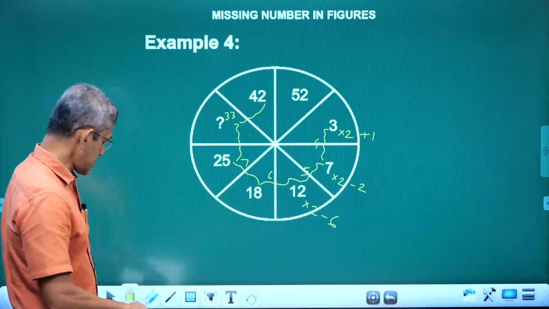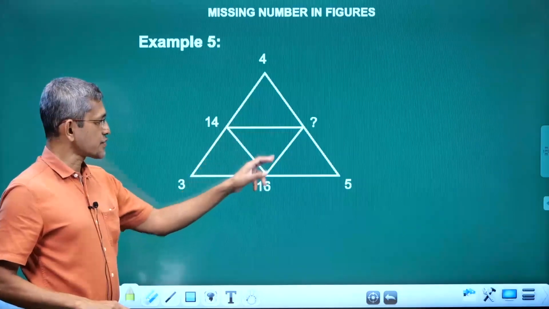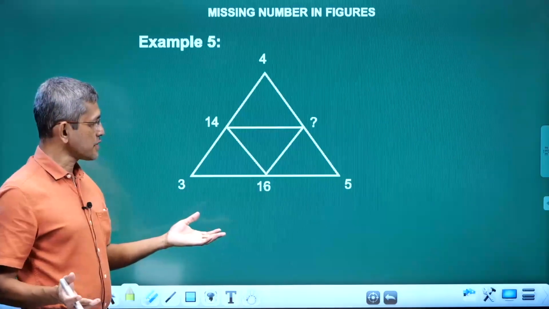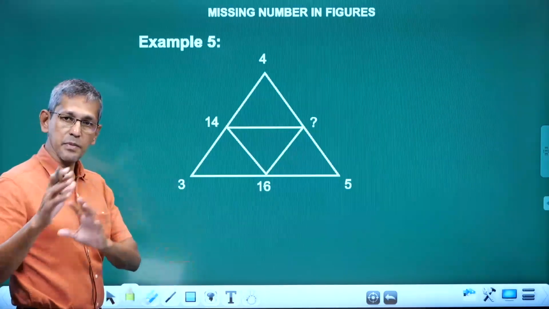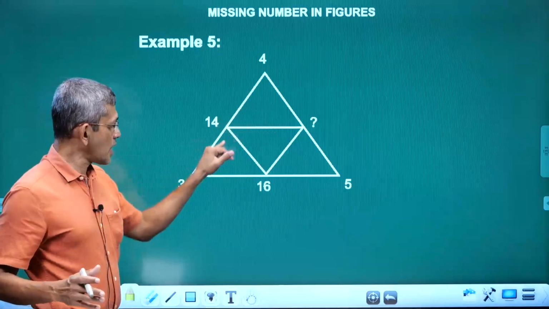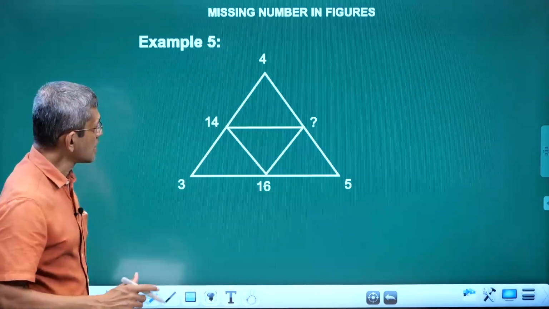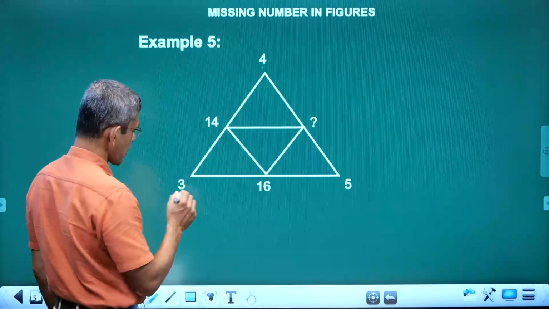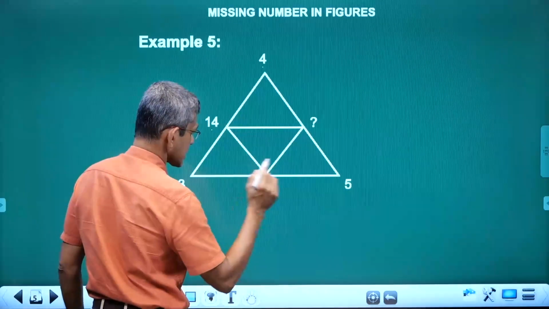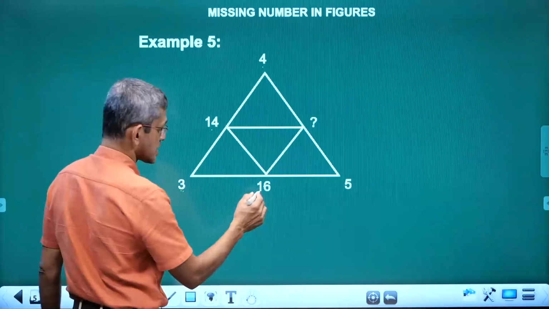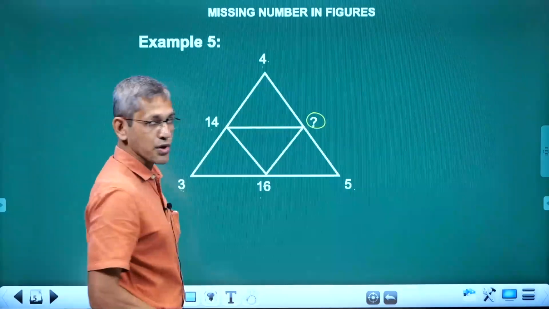Let's go for the next one. Here we have a triangle pattern, and of course we have another triangle inside. Doesn't matter whatever the shape which is given to us, we look at the numbers here. If it is figure partition type of questions, probably we look at how many figures are here. But in this case, we are looking at the numbers. These are missing numbers questions. So here what we have: 4, 4 and 3, and we have 14 in between. Here it's 3 and 5 and 16 in between. So here we have a question mark, and 4 and 5 are at the two corners.